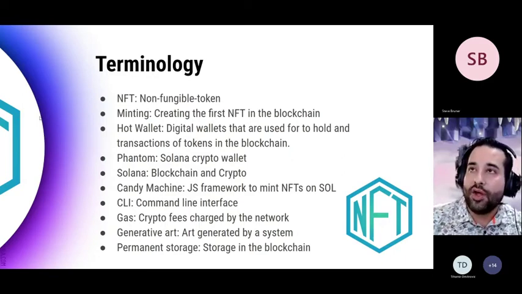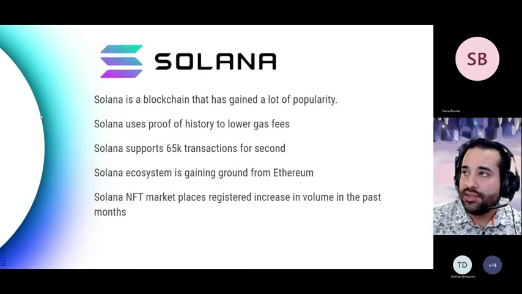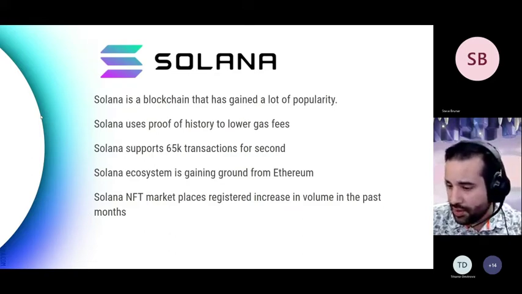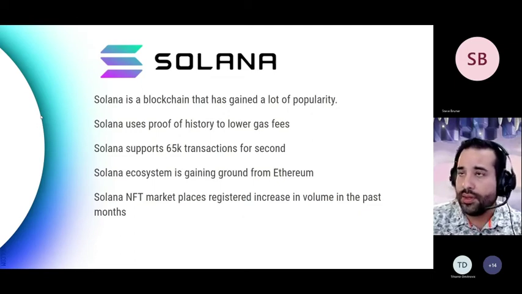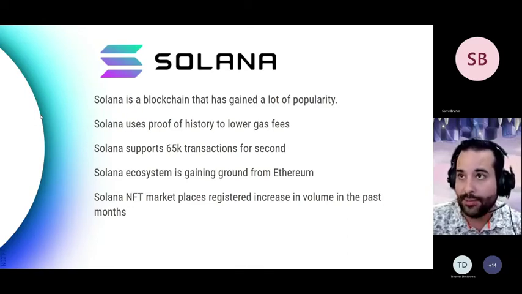Okay, so that's the terminology. Now let's talk about Solana. So it's a very popular blockchain. This gets a little technical. I don't want to spend a lot of time on this part, but it uses a very innovative way of validating transactions, which is called proof of history, which allows for very low gas fees. We're talking fractions of a penny. Solana can support up to 65,000 transactions per second.